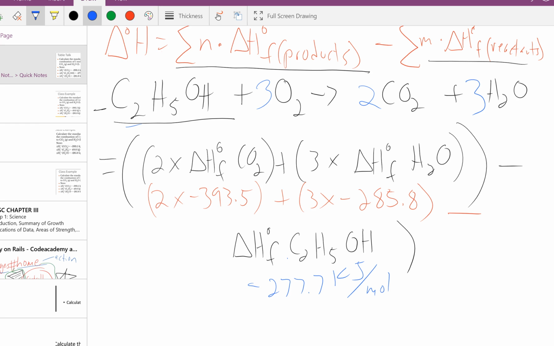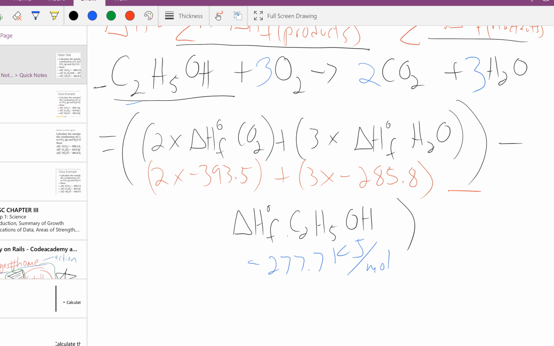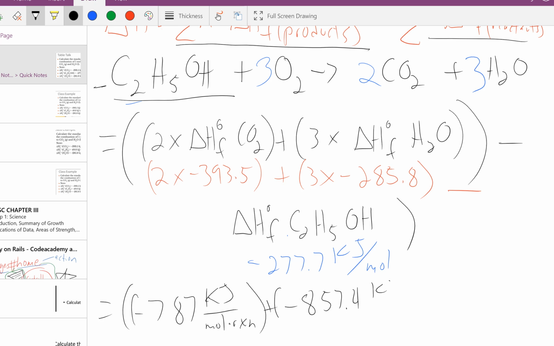So when I do the math on these guys, I'm going to get 2 times negative 393.5, which is going to equal negative 787 kilojoules per mole of reaction, plus 3 times negative 285.8, which is going to give me a negative 857.4 kilojoules per mole of reaction, subtracted by a negative 277.7 kilojoules per mole of reaction.